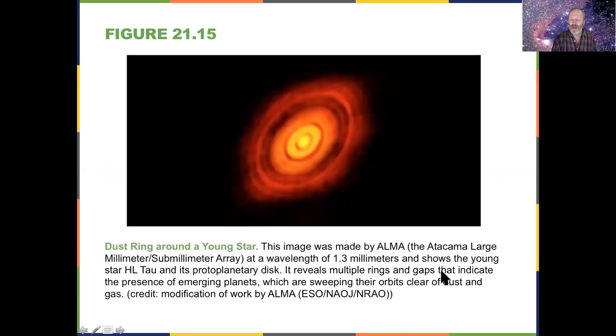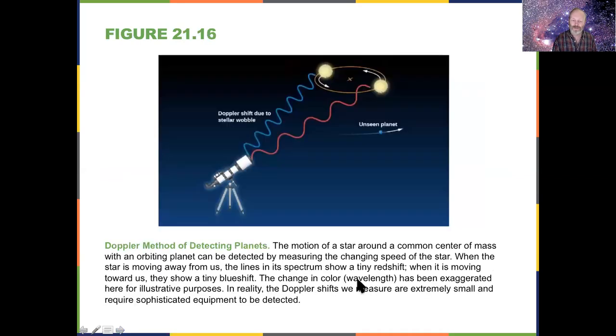And this was made by ALMA, the Atacama Desert array down in Chile. We talked a little bit about that a couple of times when I was showing you different equipment that is being used. This shows dust and debris and sort of blank spaces, alleys in there. That's where it's already beginning to coalesce into protoplanets. So we have our protostar surrounded by different areas that are going to be where the protoplanets are.